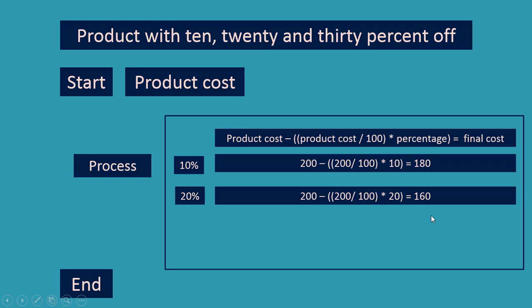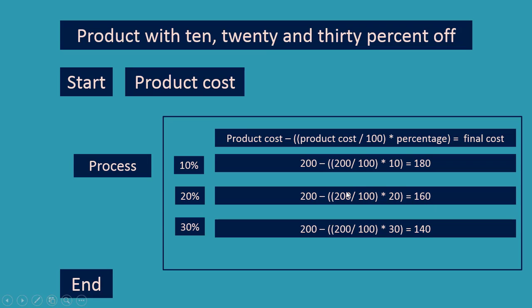To calculate the 20% discount, we use the same operation, but this time we are going to multiply it by 20. 200 divided by 100 equals 2, and 2 times 20 equals 40. 200 minus 40 results in 160. This is the price of the product with 20% discount.